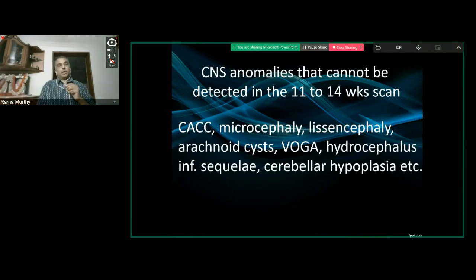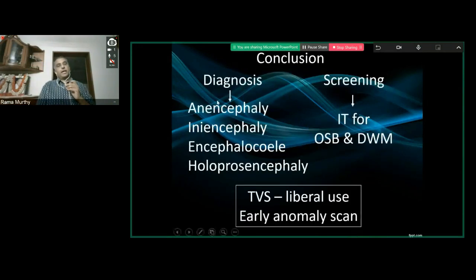So the conclusion is that in the first trimester, you can diagnose some lesions with confidence. And those are anencephaly, iniencephaly, encephalocele, or holoprosencephaly.